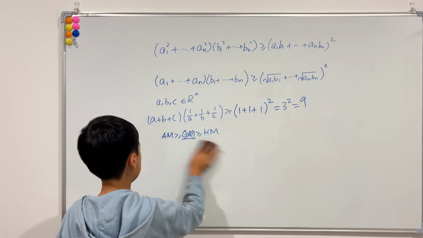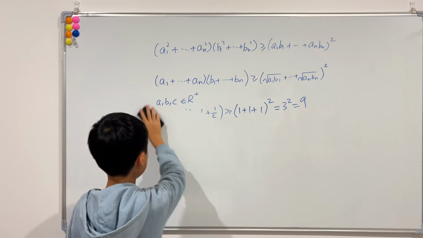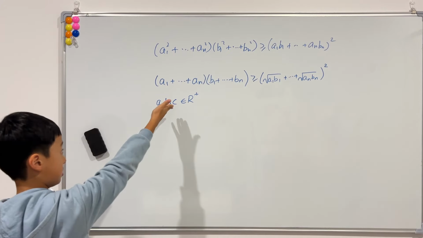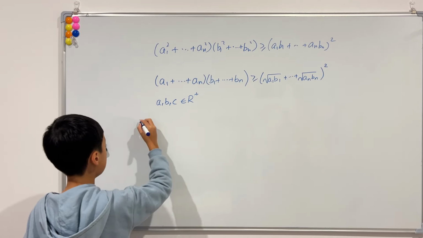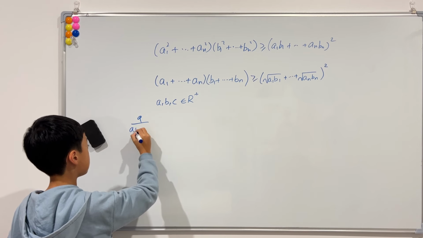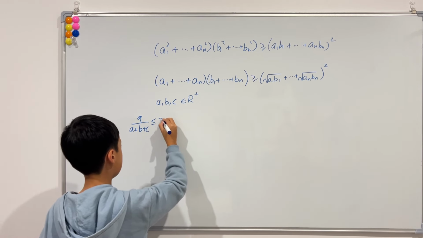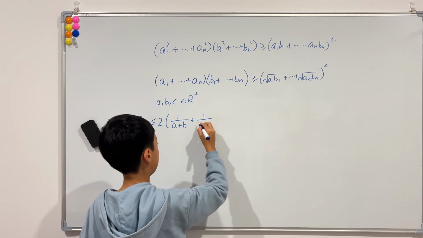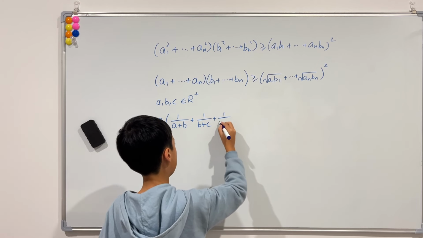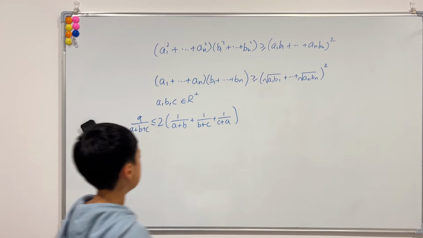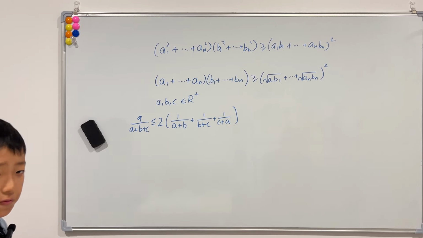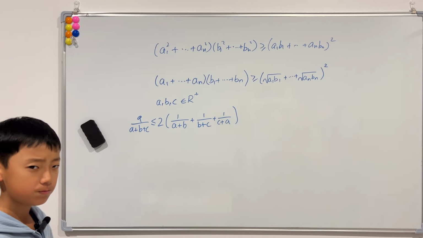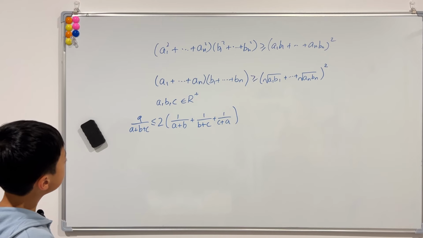And then for the second one, it's just a little bit harder. You just need to use one small technique. So question 2 still has the same criteria. So it is 9 over A plus B plus C is less than or equal to 2 times 1 over A plus B plus 1 over B plus C plus 1 over C plus A. So doesn't this look very similar to the one before? We were actually trying to make this into the one before. But how? Well, there is one small technique.